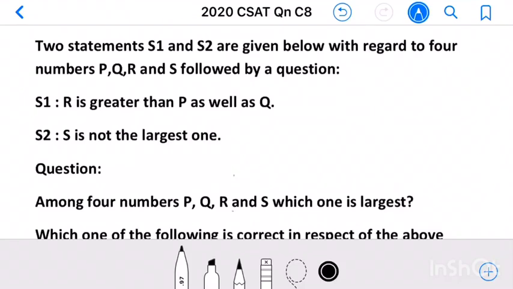Hello everyone, here I will give detailed explanations on 2020 CSAT maths questions based on question paper series C. Let us begin with question number 8.